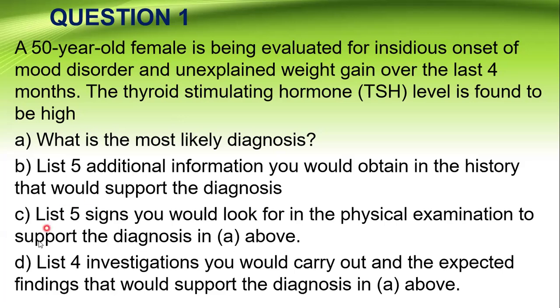Good. Part D: list four investigations you would carry out and the expected findings that would support the diagnosis. Okay. So we have already done TSH. So what is the first one we do under thyroid function tests? T3, T4 levels. Good. So what do we expect? Increased or decreased? Decreased. So we'll have reduced free T3, T4 levels. Okay. Another test. I want four.